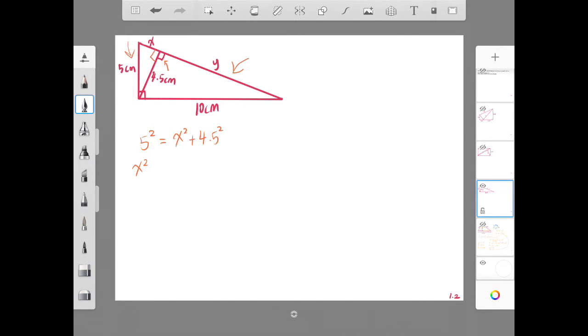So x square will be equals to 5 square minus 4.5 square, which is 4.75. So x will be equals to square root of 4.75, and the answer will be 2.1794. Rounding up to 3 significant figures, it will be 2.18 centimeters for the value of x. Take note, it will be a plus minus over here, and we have to reject the negative number.